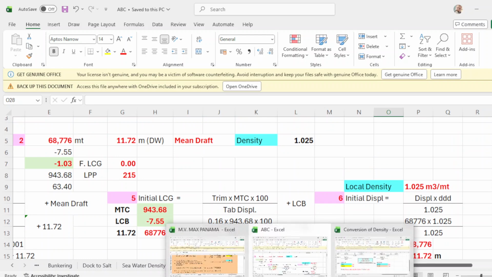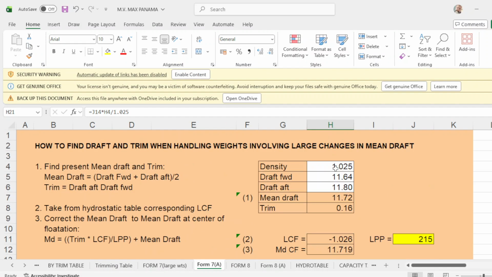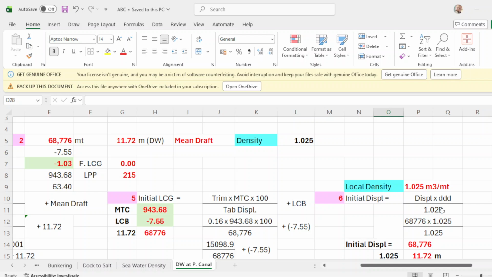Your local density is this one, okay? So number 6, displacement of 68776 times your local density of 1.025 over the constant of 1.025. So your displacement will be the same of 68776, and your corresponding drop will be 11.72, which is the same here, and your new density will be the same of 1.025. That will be number 6.